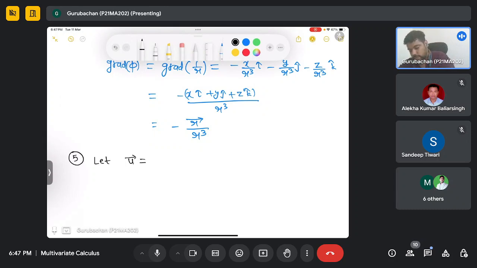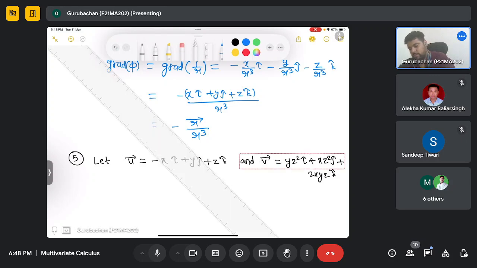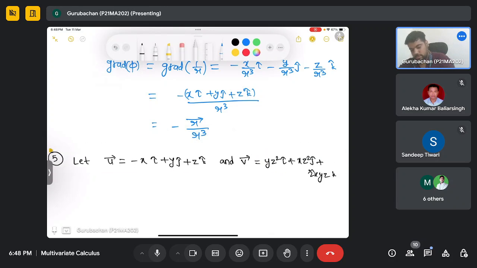We are given a vector u as minus x i cap plus y j cap plus z k cap, and the vector v is y z square i cap plus x z square j cap plus 2xyz k cap. So now what is the next?